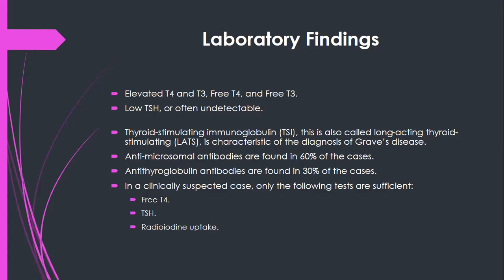Anti-microsomal antibodies are found in 60% of cases, and anti-thyroglobulin antibodies are found in 30% of cases. Now, in clinically suspected cases, only the following tests are sufficient: TSH and FT4, and also radioiodine.